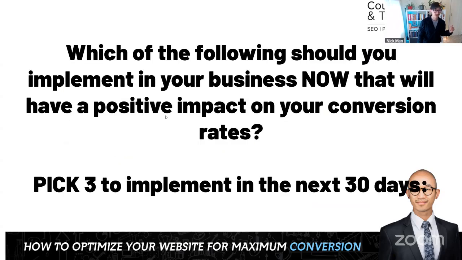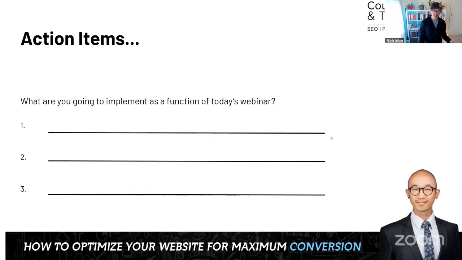So which of the following should you implement in your business now that will have a positive impact on your conversion rate? I think the thing I would challenge you to do is to pick 3 to implement in the next 30 days. Here's an action item, 1, 2, 3. If you're able to pick out 3 things that you can implement on your website today, or things that you can start planning.